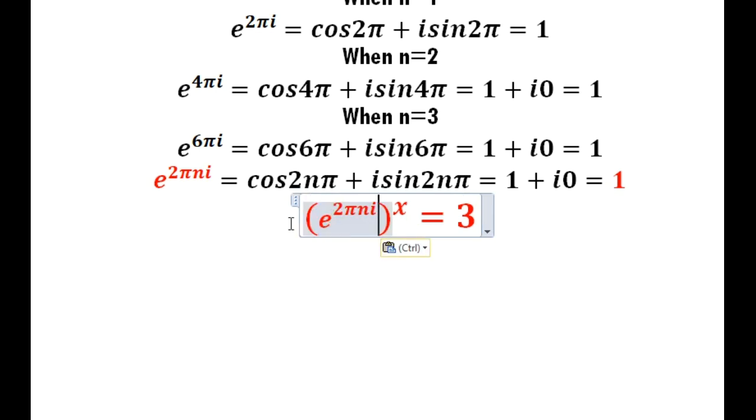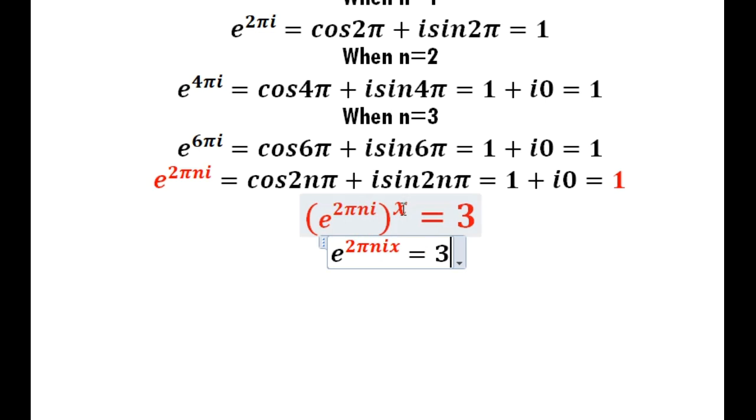Then you use the laws of indices. So when you use the laws of indices, the power outside will multiply the power inside. So there we'll have exponential raised to power 2 pi n i times the x, which is outside, to be equals to 3.